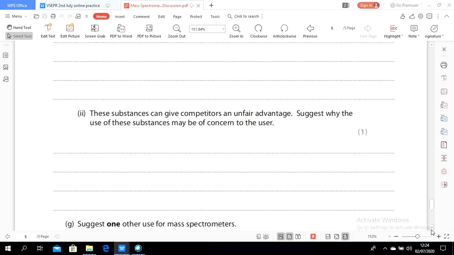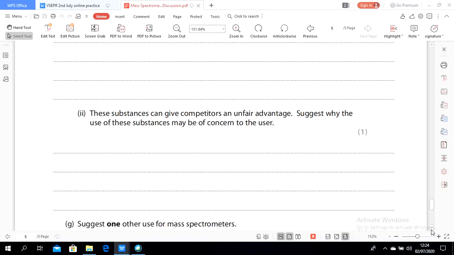Now, these substances can give competitors an unfair advantage. Why may the use of these substances be a concern to the user? Okay, why is the anabolic steroid a concern? It is a health concern. Why? Because it causes depression and bursts of anger, and can lead to acts of violence. It also can have many other effects.